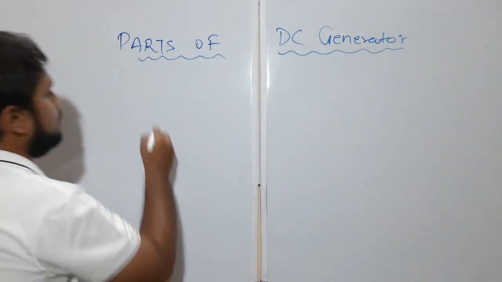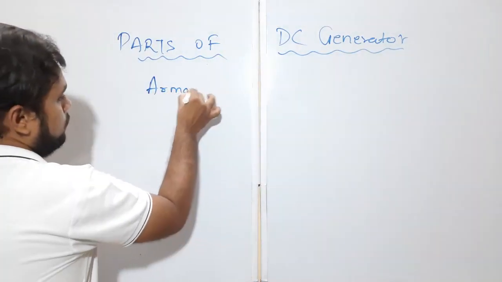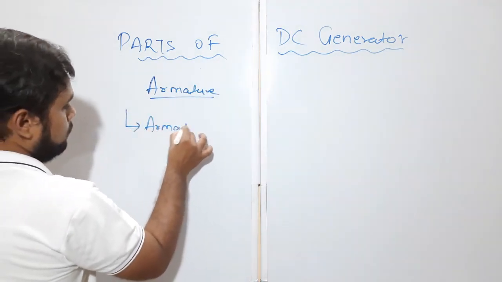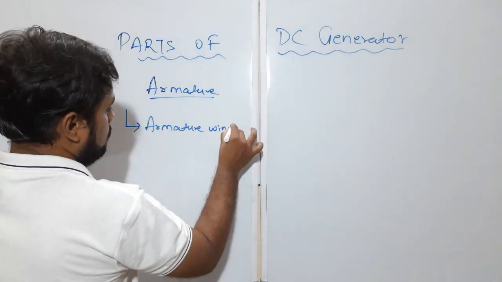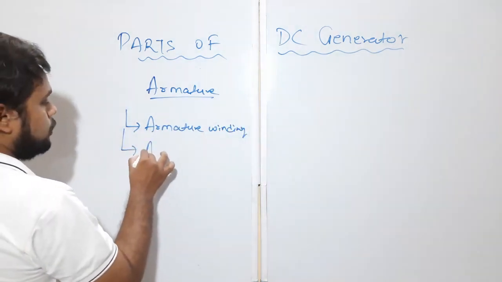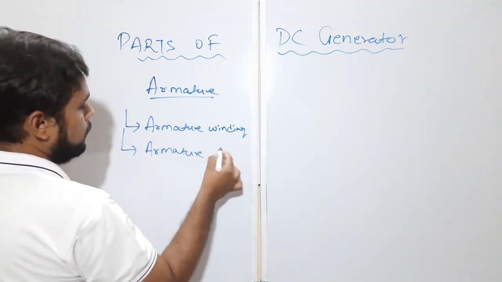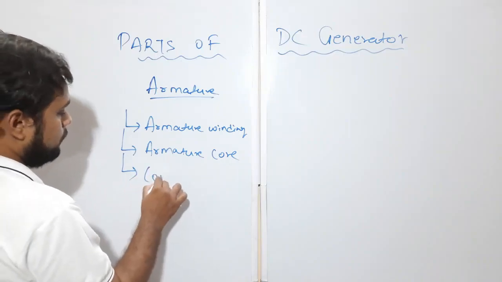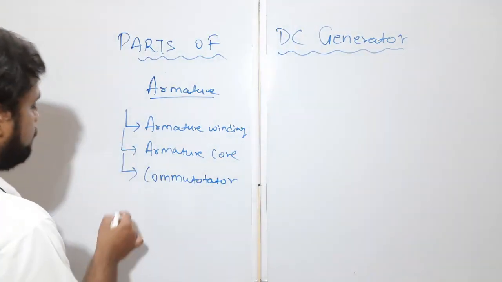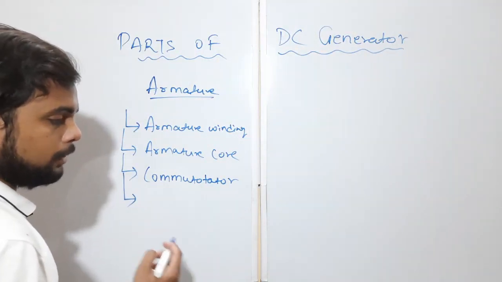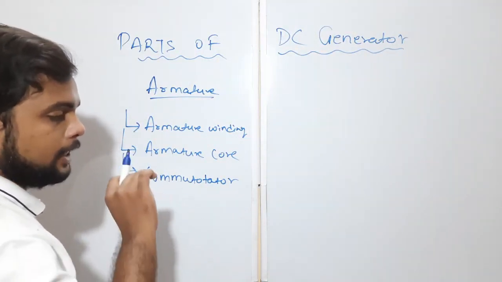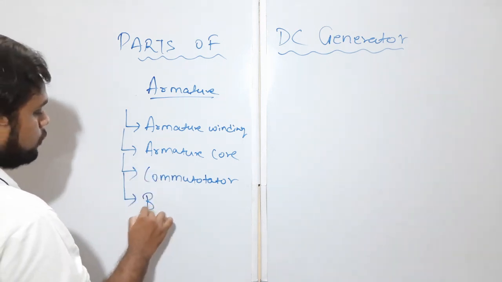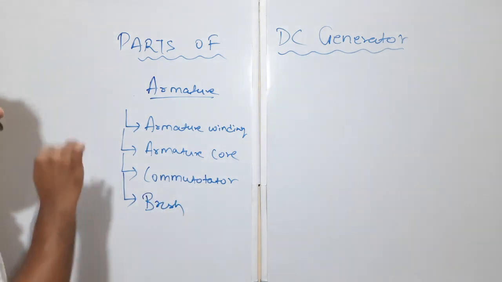Now we will see inside the armature. We have the armature winding. We have the armature core, on which the armature winding is done. Then, with the armature, we have the commutator, which is attached to the same armature system. Then the commutator is connected to the brushes. It is not physically connected. There is an air gap between the commutator and the brush. We will discuss that in a later part. We also have brushes with the armature system.